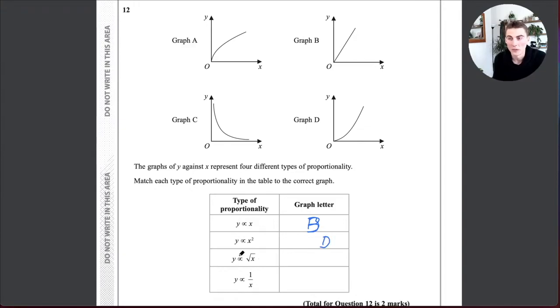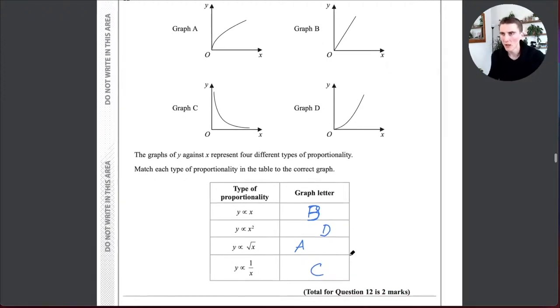And this is just the opposite. So y is proportional to the square root of x. It means that as it goes to the right, it's going to get less and less steep. So this one is a. And then this one, y is proportional to 1 over x. It basically just gives you this weird shape. It's a whole topic I'd have to go over, but it just gives you this pretty unique shape. So just remember that. And that's C. There's not a huge amount you can explain for these without going through all the details of why. But yeah, that's it.